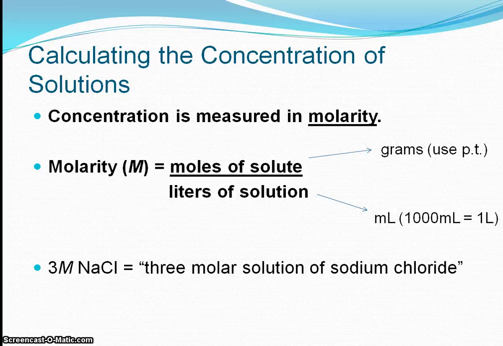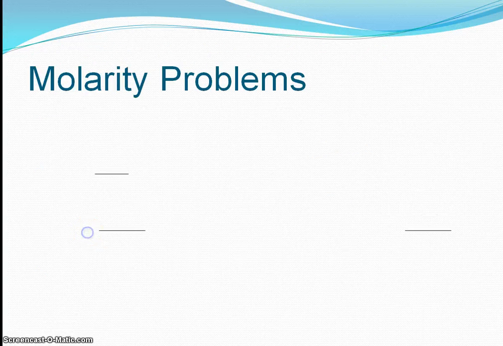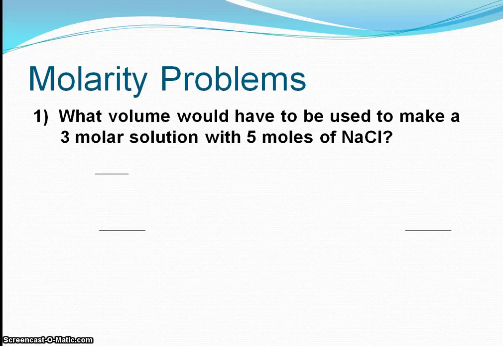And if you have trouble solving for the bottom of a fraction, a lot of times you're going to have to solve for liters. You can put molarity over 1 and then cross multiply, and that will get rid of your fraction for you. Let's try a couple. The first one says, what volume would have to be used to make a 3 molar solution with 5 moles? So molar means molarity, and moles obviously means moles.